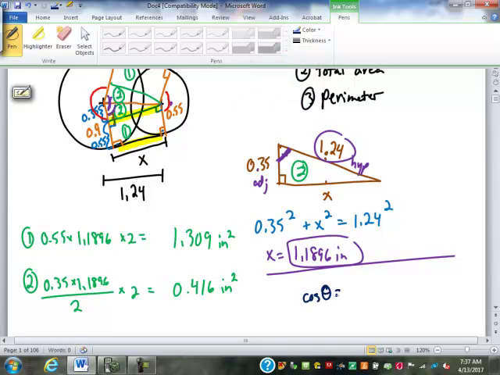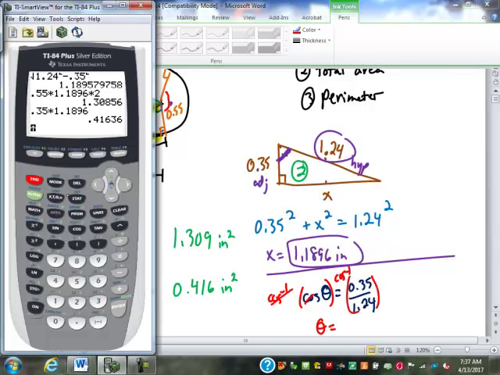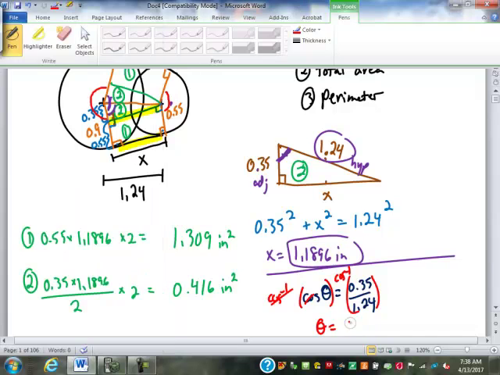So cosine of that angle is 0.35 over 1.24. We're looking for the angle, so this is going to be an inverse cosine. So that angle is inverse cosine of 0.35 divided by 1.24, which is 73.60.